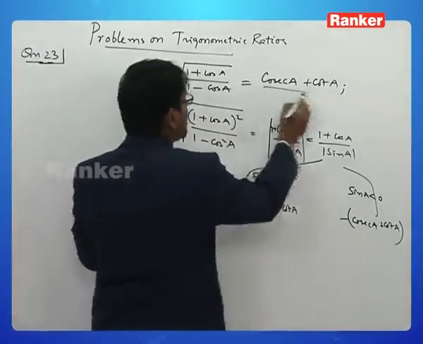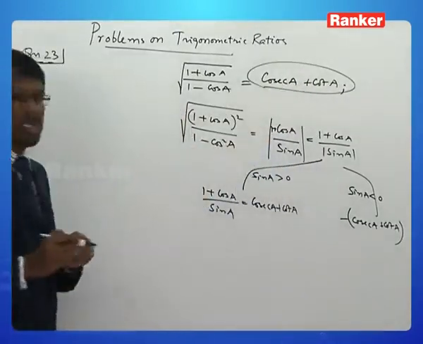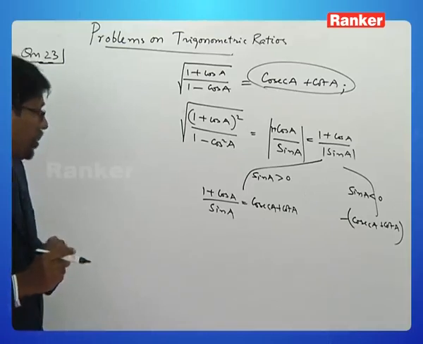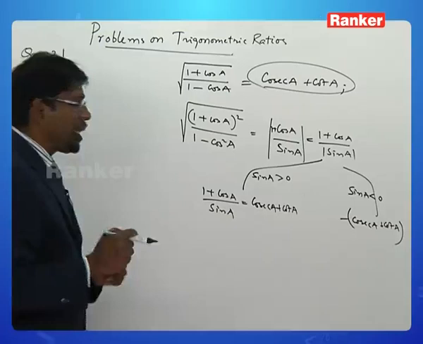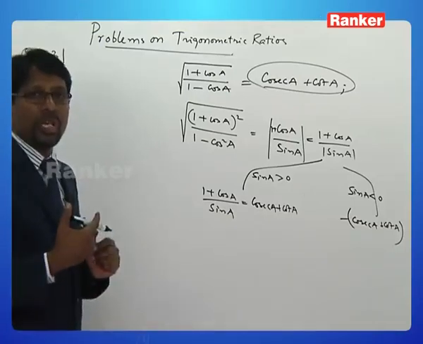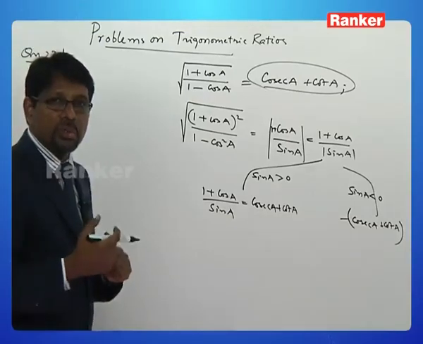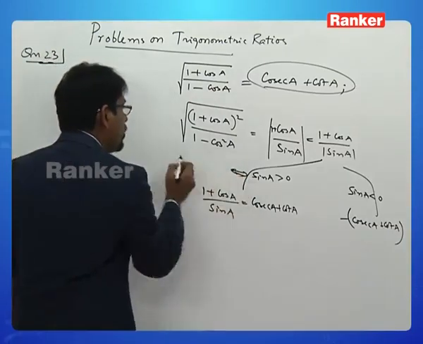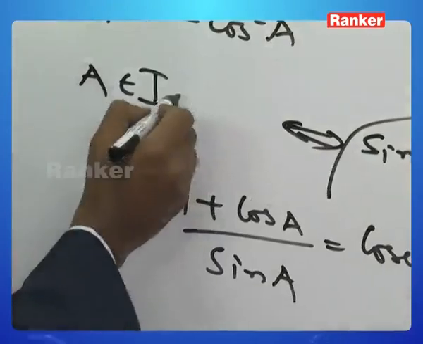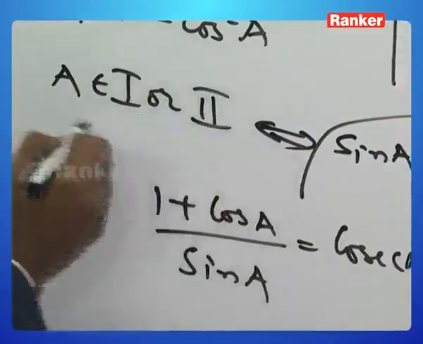But what we are given in this problem is it's being equated to cosecant A plus cot A. So that would happen if sin A is positive. When is sin A positive? For what values of A is sin A positive? It's positive when A lies in the first or second quadrant. So this happens if and only if A belongs to first or second quadrants.